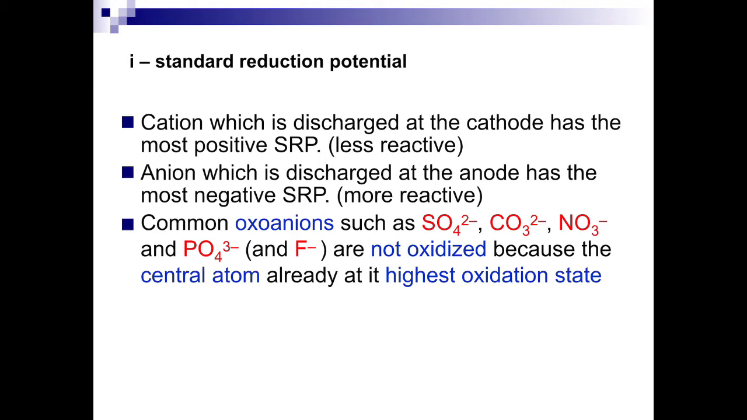Common oxyanions such as sulphate, carbonate, nitrate, and phosphate, also F-, are not oxidized because the central atom is already at its highest oxidation state. So, if you encounter these common oxyanions, you can just ignore them because they will not be selected.